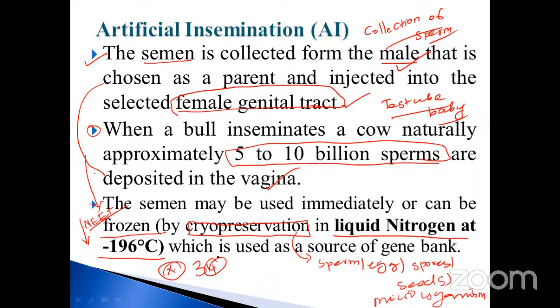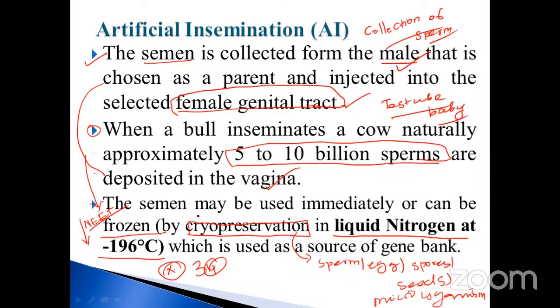You get the idea. The semen may be used immediately or can be frozen. Immediate means we are collecting the sperm and directly it can be transferred within 1 or 2 days to the superior female. Suppose it will take more time, you have to travel for some time, that time the scientists do the cryopreservation, otherwise called frozen technology.